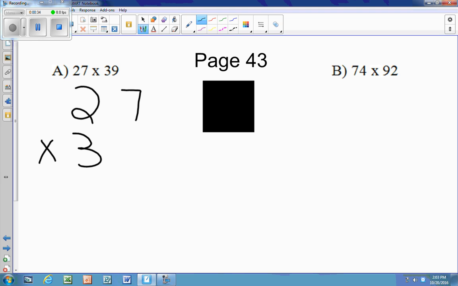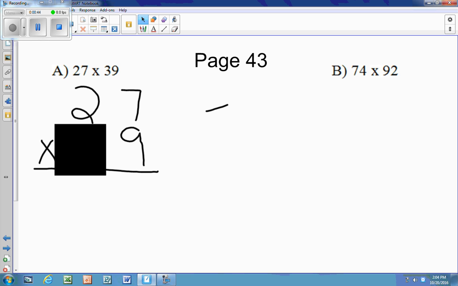So we're going to start by rewriting the problem vertically to give us space so that we can line everything up. Some students have grid paper. If they have grid paper, allow them to use it to help them. So the first thing that we do is take our post-it note and cover up the tens place. We're going to then work only with our ones place, starting here with that 9.